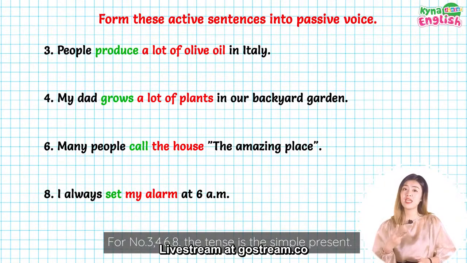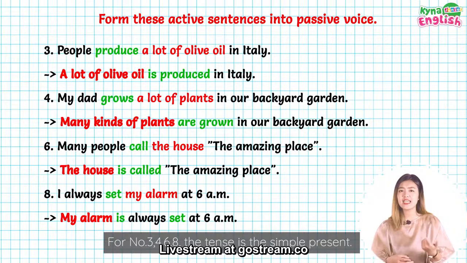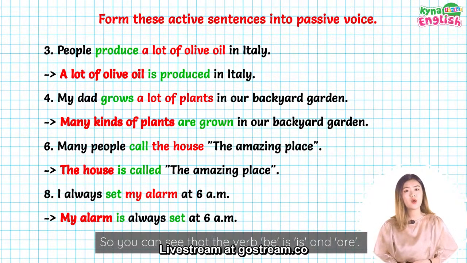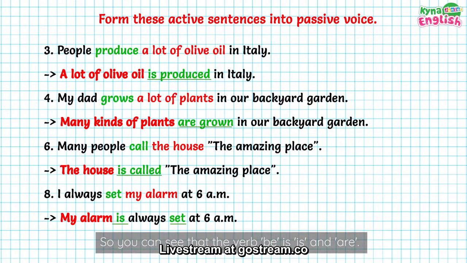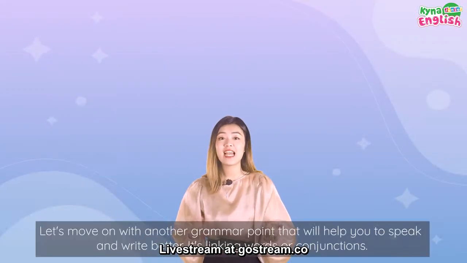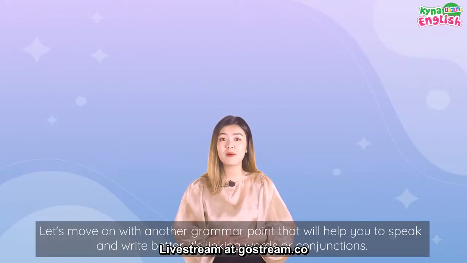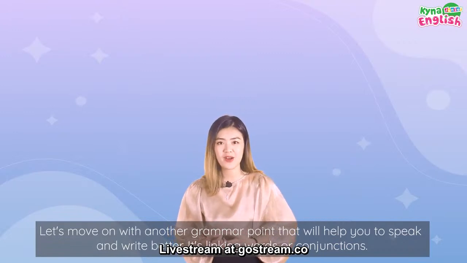For number 3, 4, 6, and 8, the tense is simple present, so you can see that the verb be is is and are. That's all about passive voice. Let's move on with another grammar point that will help you to speak and write better.